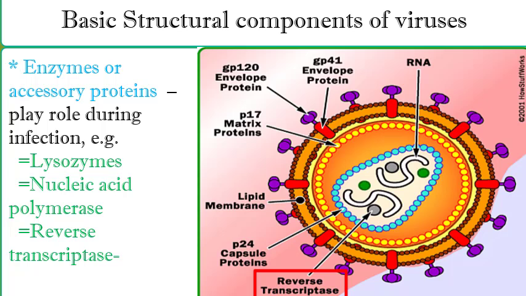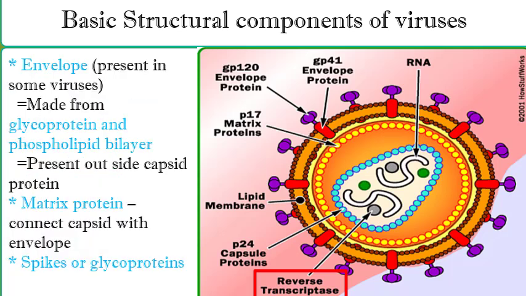This is present in some viruses, not in all viruses. This plays a role during infection. For example, lysozymes make hole in bacteria cell to let viral nucleic acids enter. Another enzyme or accessory protein is nucleic acid polymerase. This is very important to transcribe viral genome into mRNA during replication process. The third enzyme, reverse transcriptase, converts viral RNA to viral DNA. This is RNA-dependent DNA polymerase present in retroviruses.